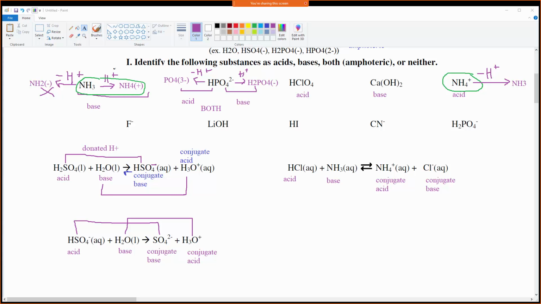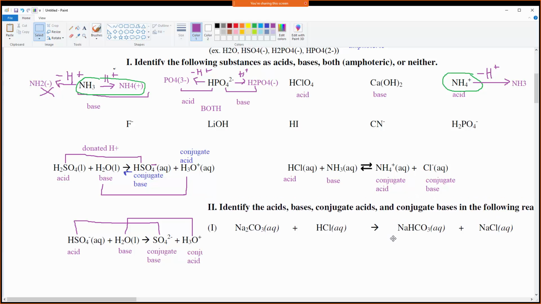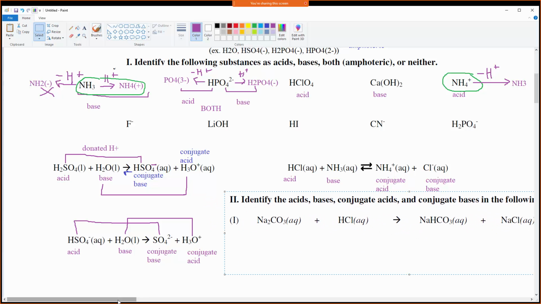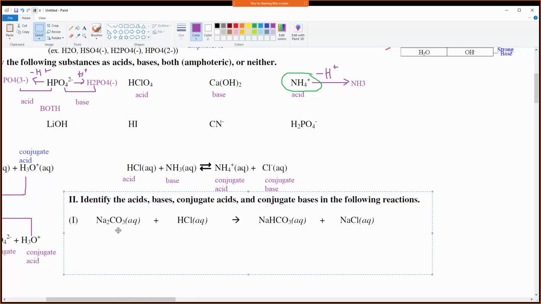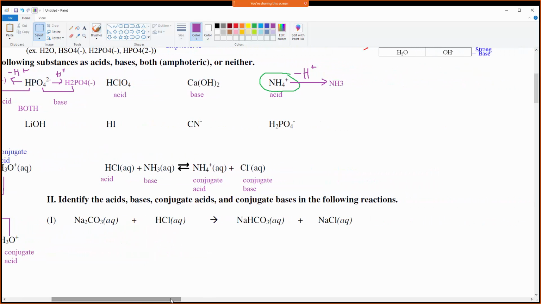Okay, I'm gonna do one more just from your worksheet and then we can move on here. So this is straight out of your worksheet, section 2. Identify acids, bases, conjugate acids, and conjugate bases here. And there's 2 other examples, but I think we're pretty good on this. So we've got this reaction. It looks like sodium carbonate reacts with HCl to make sodium hydrogen carbonate and NaCl. It's a little bit different because I'm not showing you just ions here. This is the whole molecular equation instead of kind of a net ionic equation here.